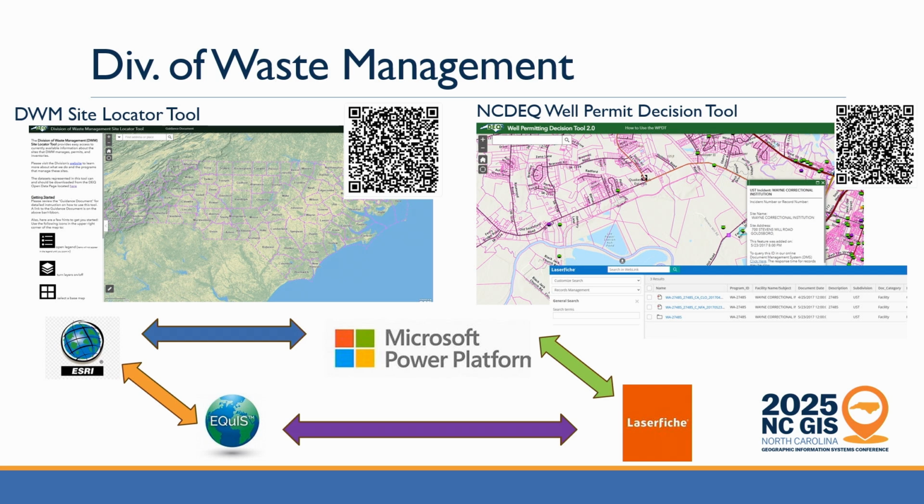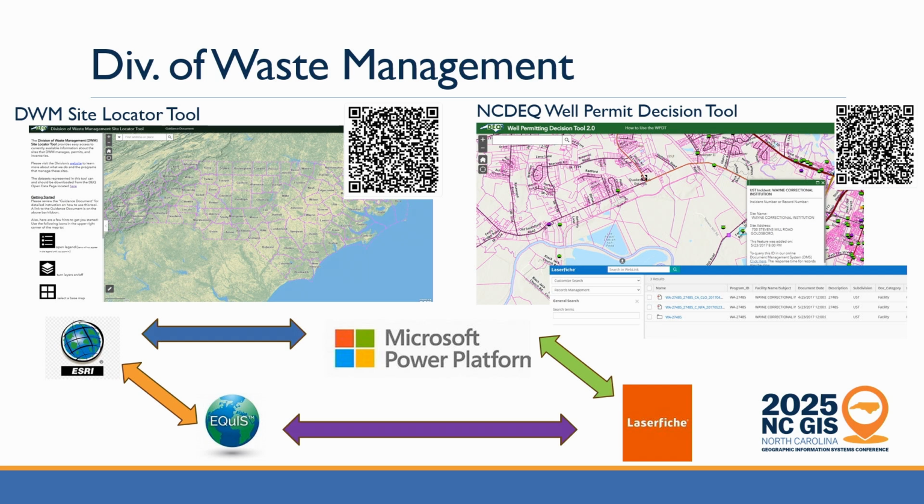One is the DWM Site Locator tool, and this one has been around for some time. It's aimed at the general public, so it's a list of our facilities within the division, but one of the things that we've tried to capitalize on is integration. Our single largest piece of information within the Division of Waste Management was found in our documents. Our documents being correspondence, monitoring reports, a variety of different information that was not necessarily geographic in nature. That being said, we always had a location for those facilities.